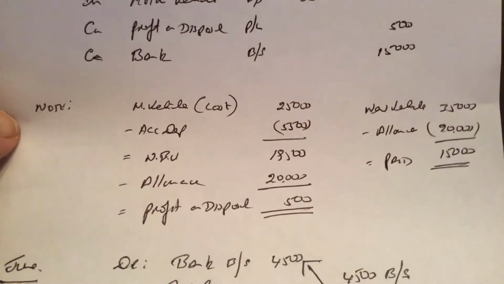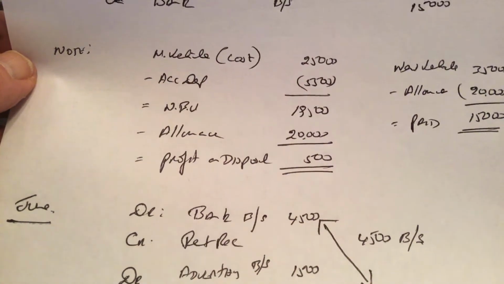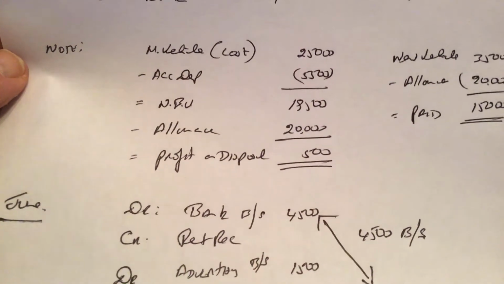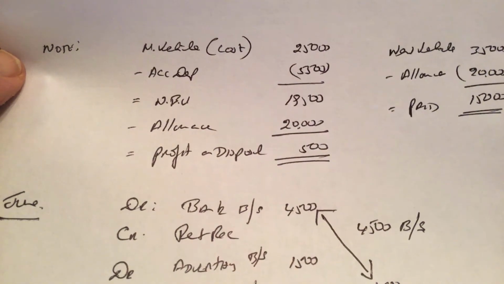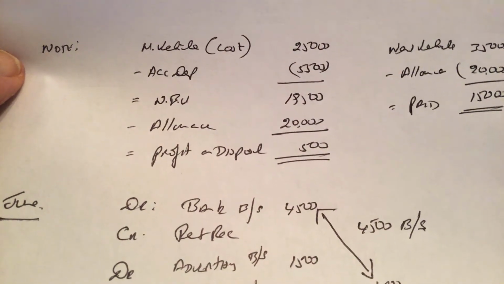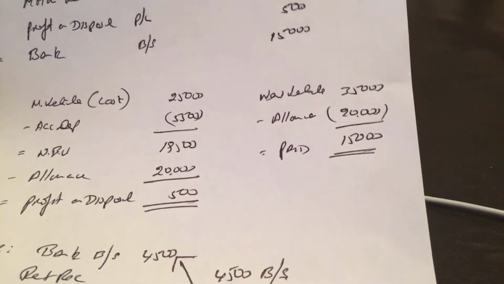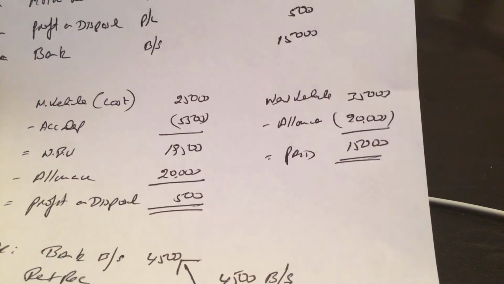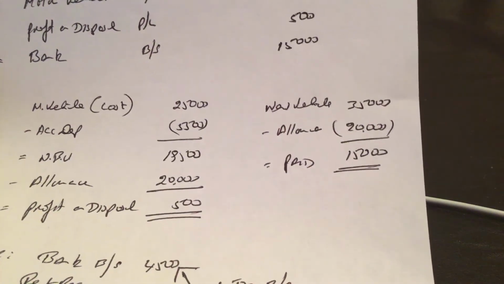If we look at the note, we have the motor vehicle 25,000 minus the accumulated depreciation of 5,500 gave us a net book value of 19,500. The allowance was 20,000, so therefore we made a profit on the disposal. How much do we pay for the new vehicle? The new vehicle cost us 35,000 with an allowance of 20,000, so we paid 15,000.